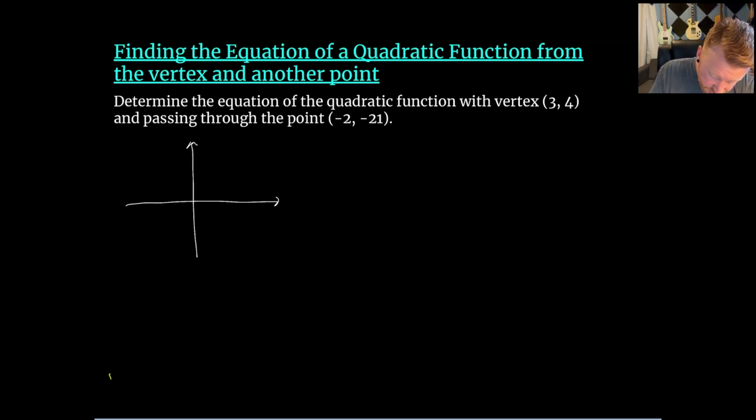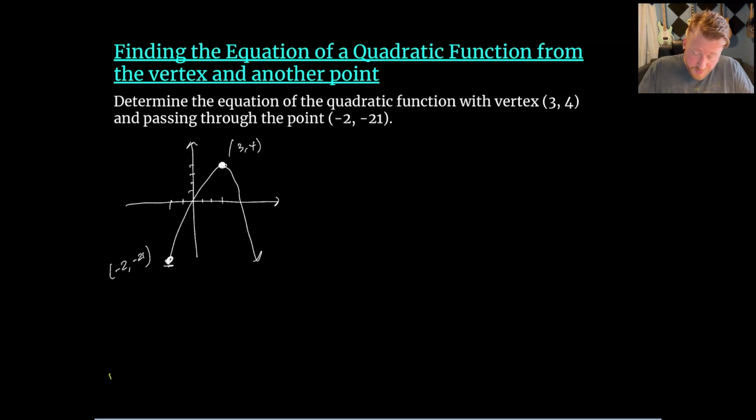I know that my vertex is going to be at 1, 2, 3, 1, 2, 3, 4, so something over here. And that's got another point at -2, and then -21 is down here somewhere. But I know that it's going to look something kind of like that. Okay, and this is the point (3, 4), and then there's going to be some other point over here, that's going to be (-2, -21).